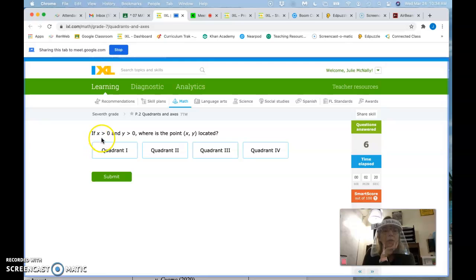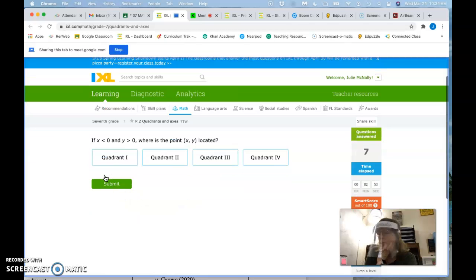Okay, good. So this one says x is greater than 0. Is that positive or negative? X is greater than 0, positive number. That means I move to the right on my graph. And y is greater than 0. Is that positive or negative? It's positive, so I would go up. So if I moved right and went up, which quadrant am I in? Quadrant 1.